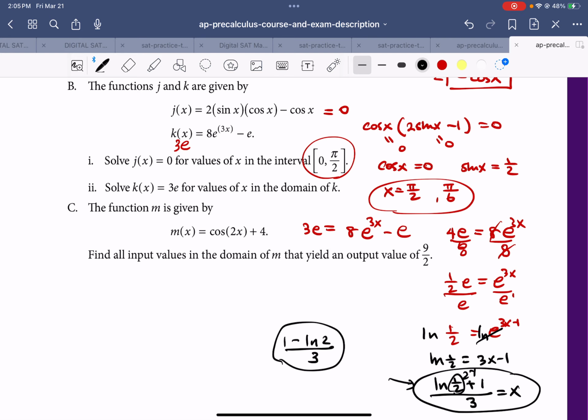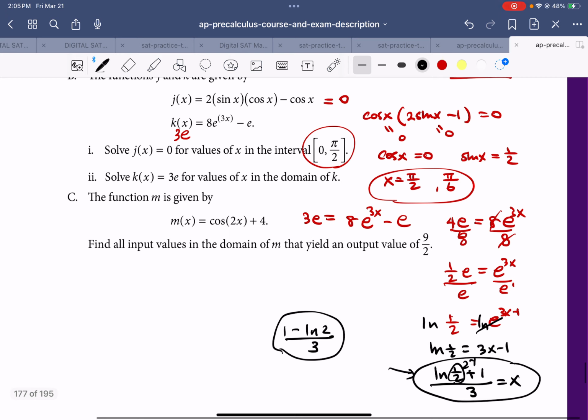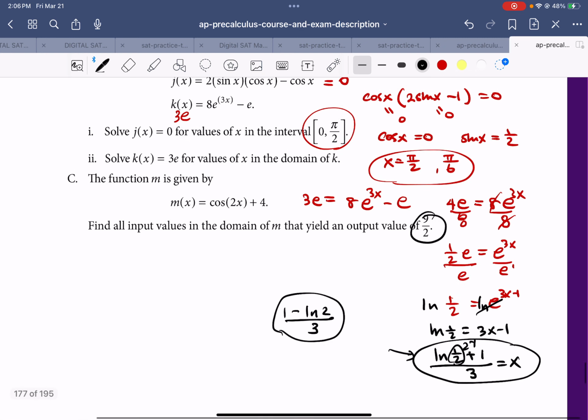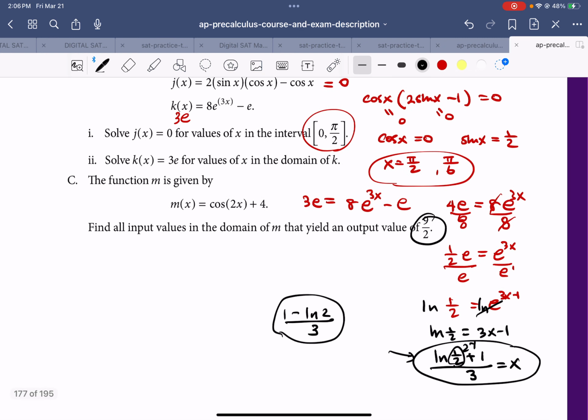All right, now let's move on to C. The function m is given by mx equals cosine 2x plus 4. Find all input values in the domain of m that yield an output of 9 over 2. Okay, so it says output value of 9 over 2. So instead of m of x, you put in 9 over 2 on the left-hand side, right? And cosine 2x plus 4.